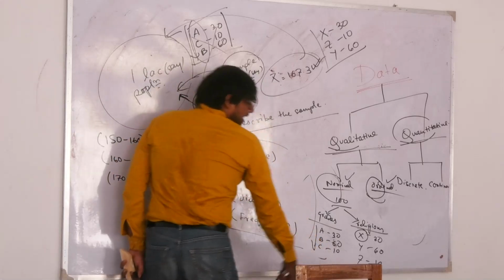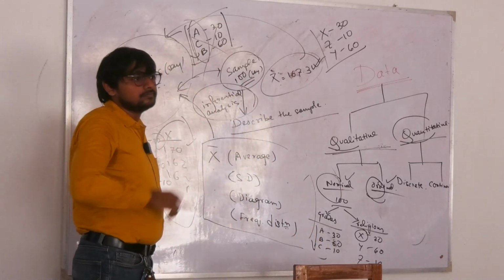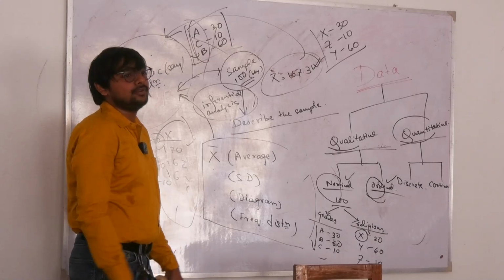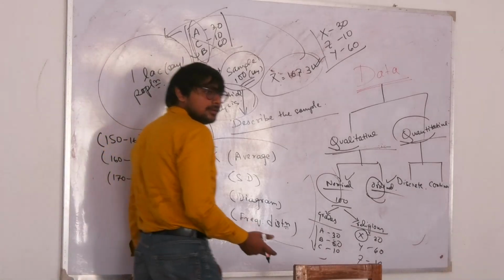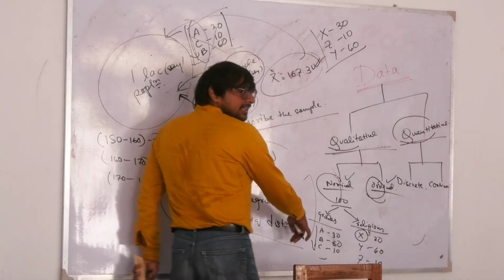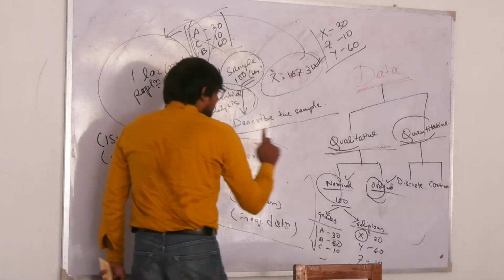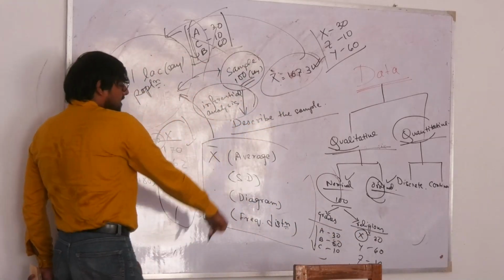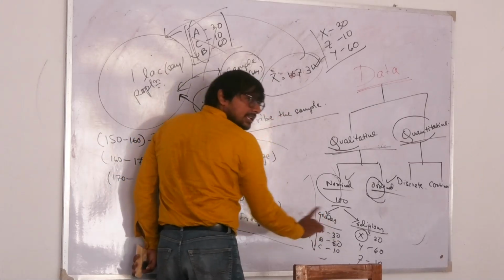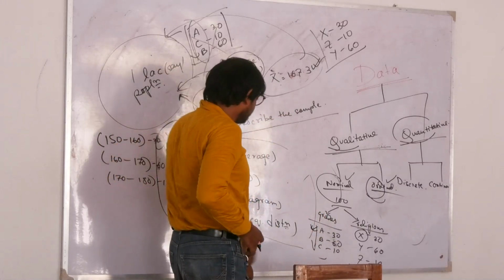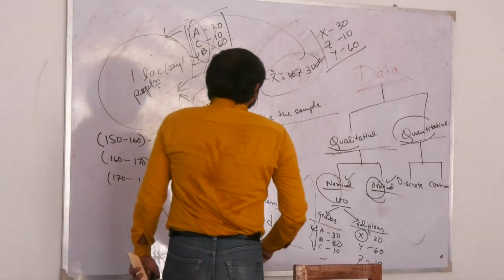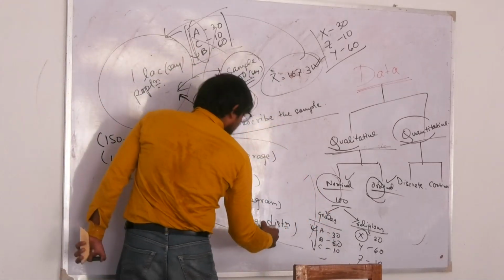Can you find the average grade here? Not possible. Same for average religion, standard deviation, nothing here. So what's the best we can do? We can do a frequency distribution, which is done here. 30 is the frequency of grade A, 60 is the frequency of grade B. Correct? So we can do a frequency distribution.